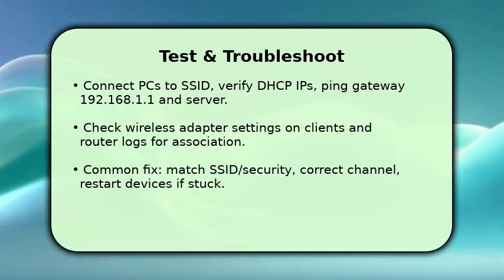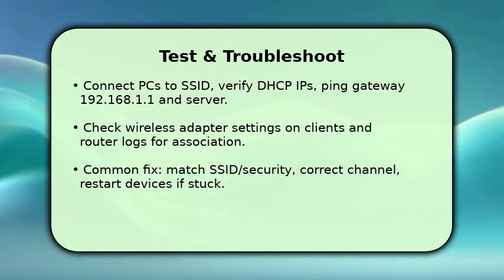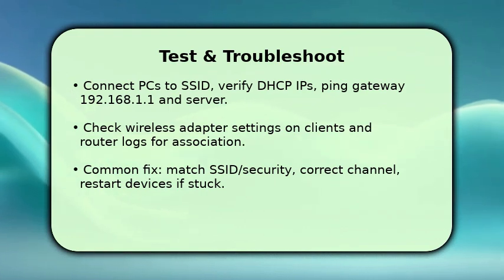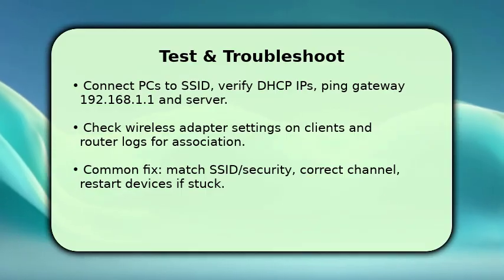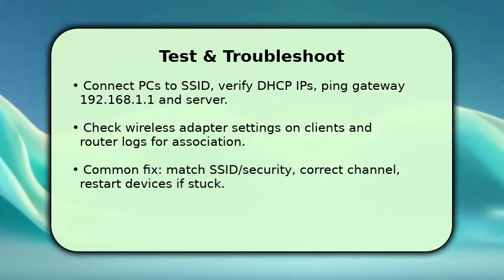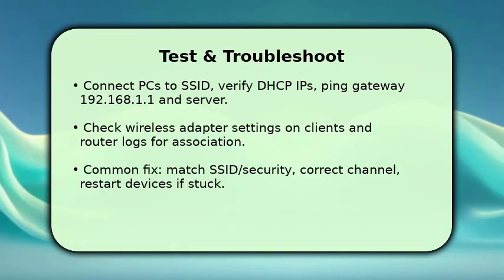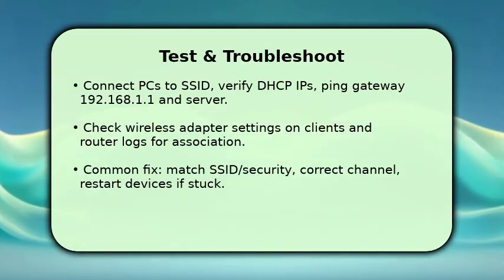If a client fails to join, check that SSID and security settings match precisely on both ends and inspect the router's association list. Once done, review logs and adjust channel or power if packets drop. A reliable quick fix is to restart the router or client adapter after config changes to clear stale state.